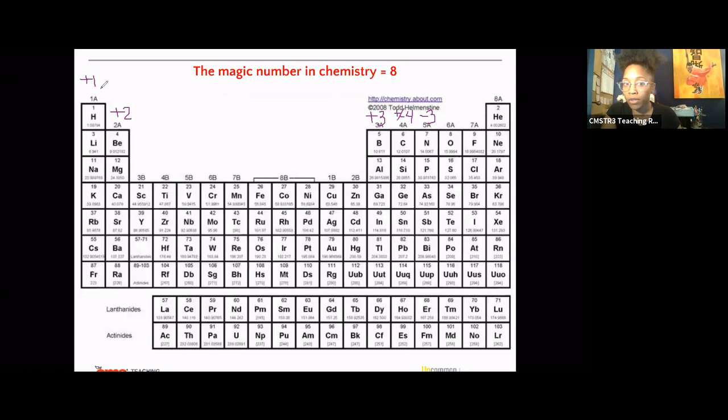So if you look, you see it's 1, 2, 3, 4. The trend goes the same way on the other side. This will be -3. This is -2, -1. And then what happens with the last family, do they need to gain or lose anything? Nope. So they have an oxidation number that looks like a rhombus, but that's supposed to be a 0.